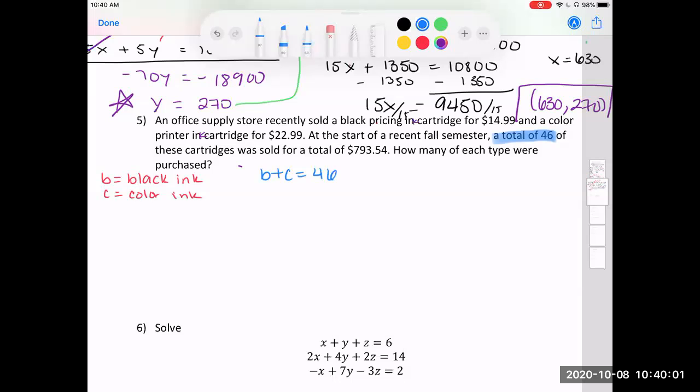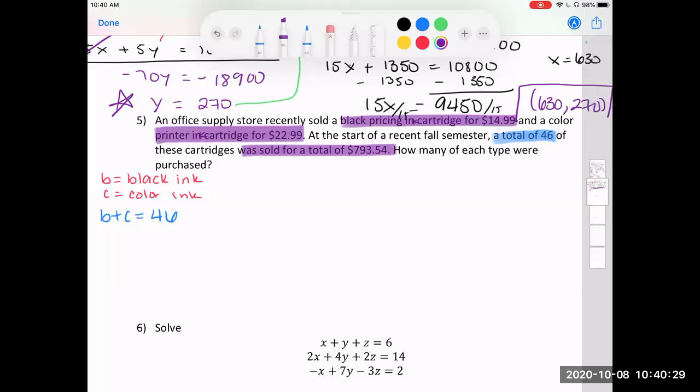And let me write it right here so that I can give myself room to solve it afterwards. And we know the pricing. We know the pricing for black was $14.99. And I know the price for color was $22.99. And I know the total pricing, the total sales was $793.54.